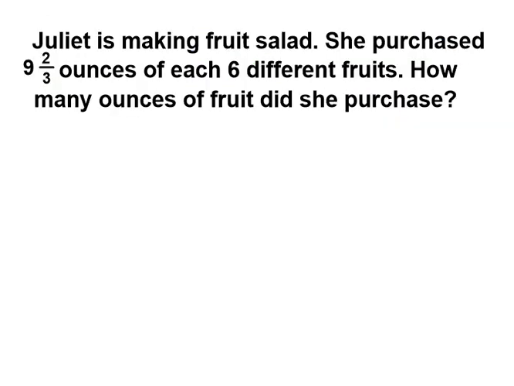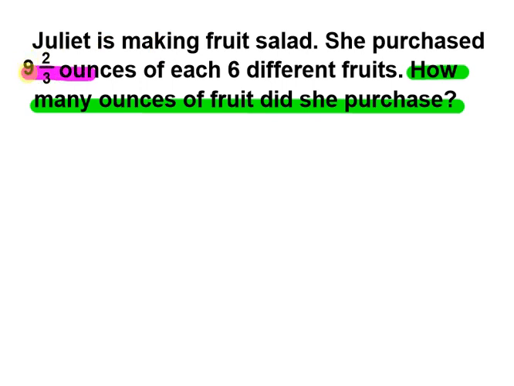All right, let's take a look at our last example. Juliet is making fruit salad. She purchased 9 2/3 ounces of each of 6 different fruits. How many ounces of fruit did she purchase? So I'm going to go ahead and do my highlighting. So here's my question. How many ounces of fruit did she purchase? And then where's my operation? She purchased 9 2/3 ounces of each of 6 different fruits. So there you go. There's my operation. There's my of right there.